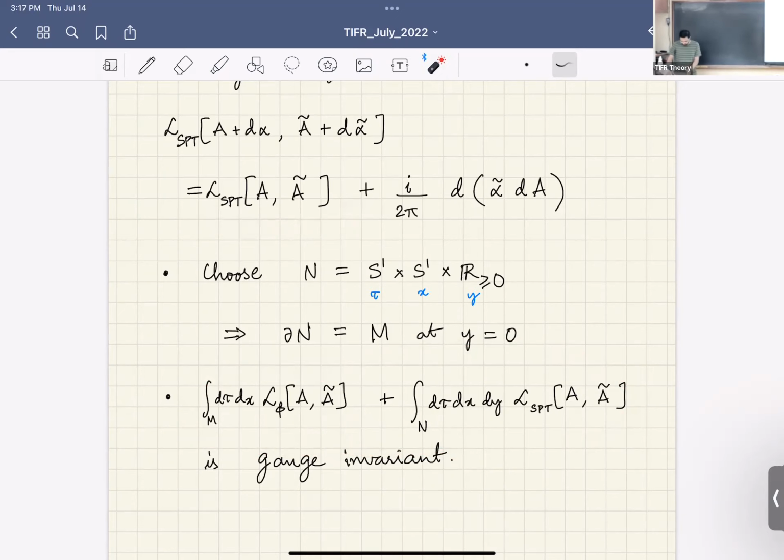N is just a solid torus, right? Yeah. Here I chose something specific, but yeah, you can choose a solid torus. Yeah, that also works. That's right.